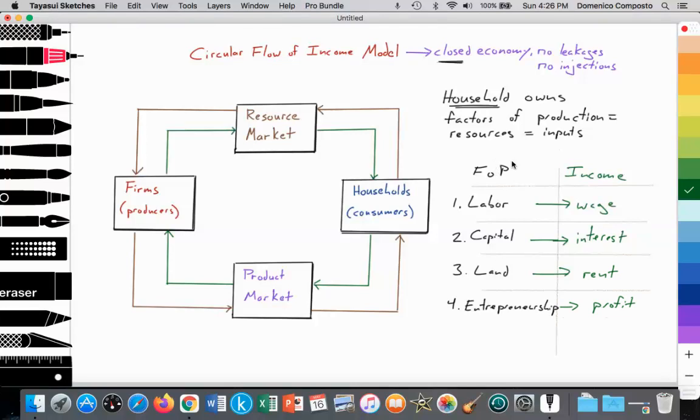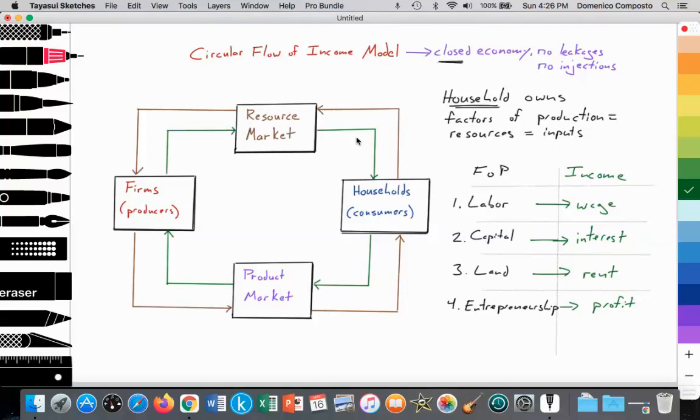Okay? Again, so factors of production or resources or inputs owned by the household, including labor. When the household offers labor to a firm, they're going to generate a form of income called a wage. If they're offering capital resources, such as financial capital, they can generate interest. If they own land resources, they can generate rent. And if they are the entrepreneur that are acquiring labor, capital, and land and managing those resources to generate some type of output or service, they can generate a profit.